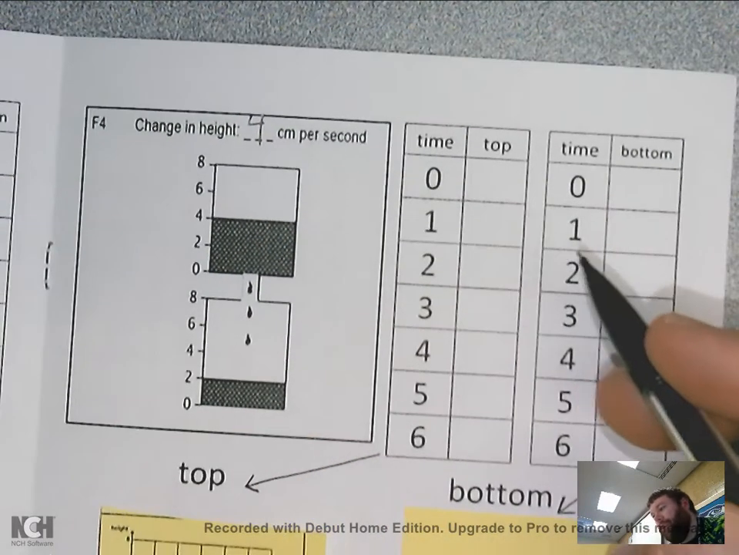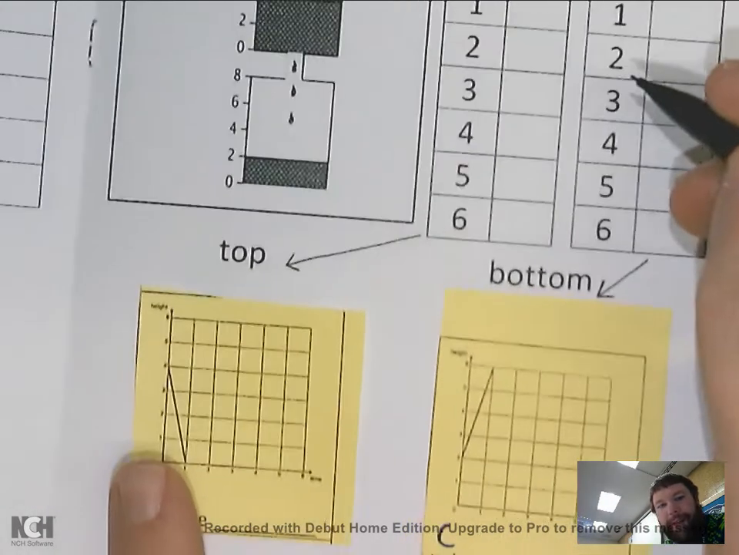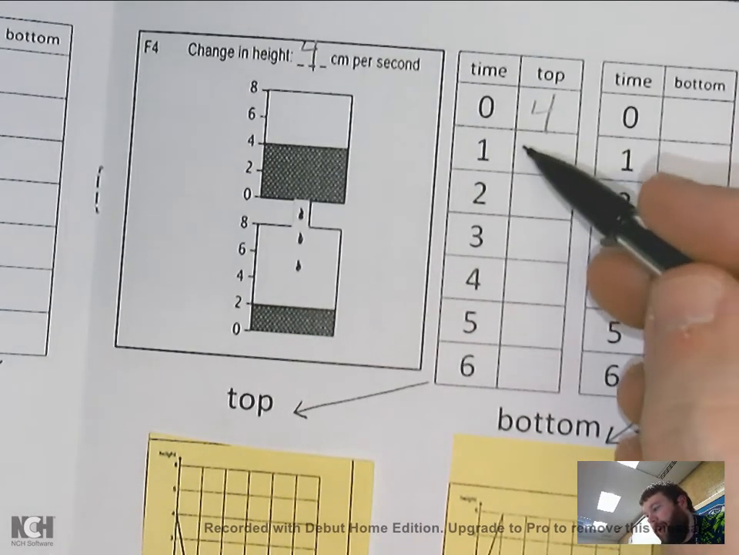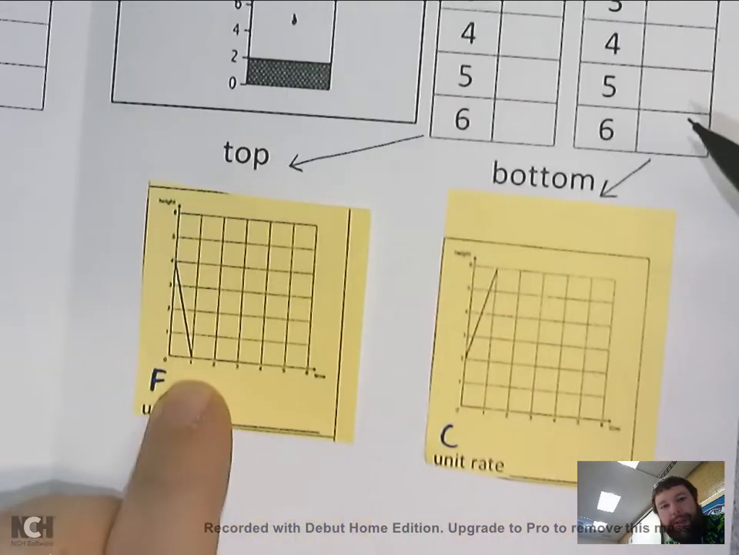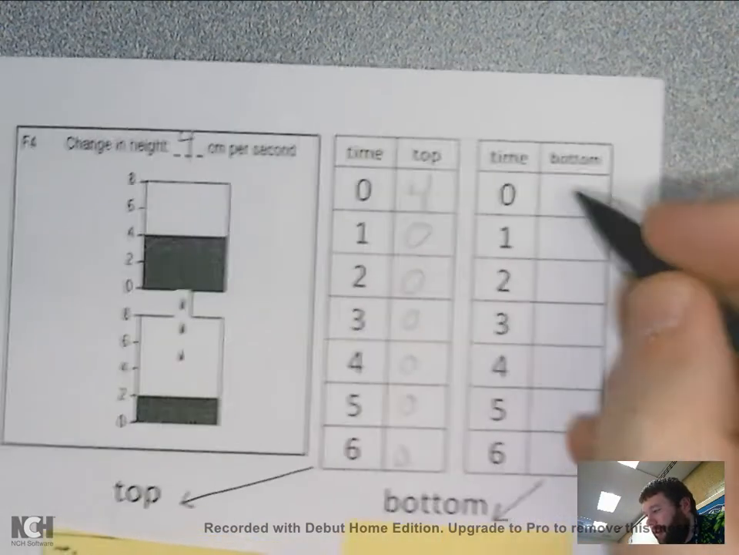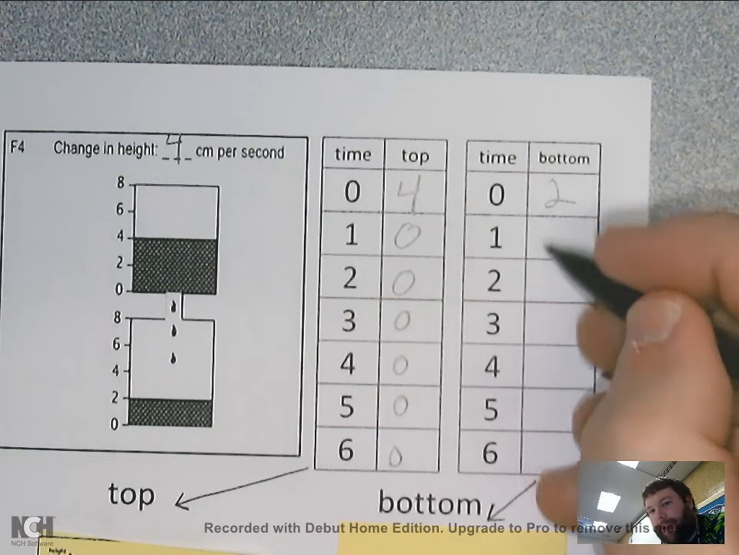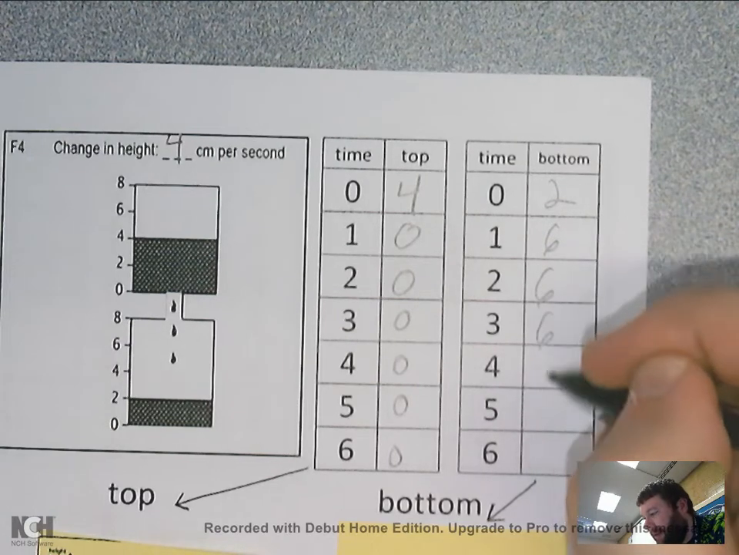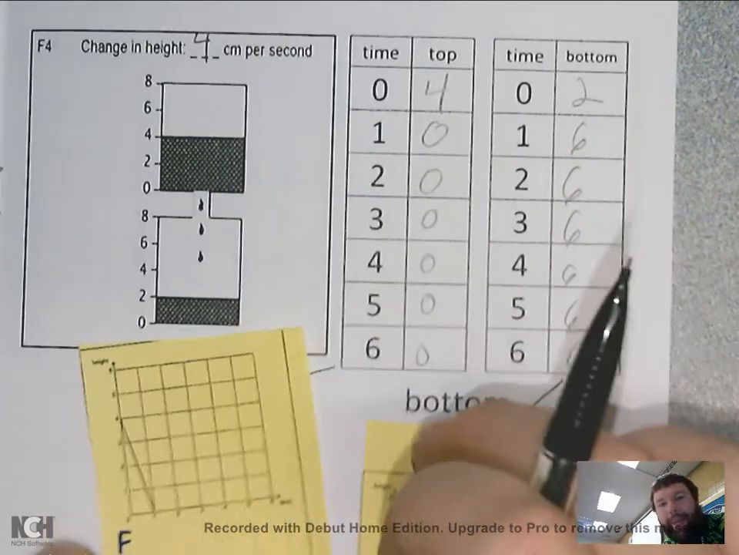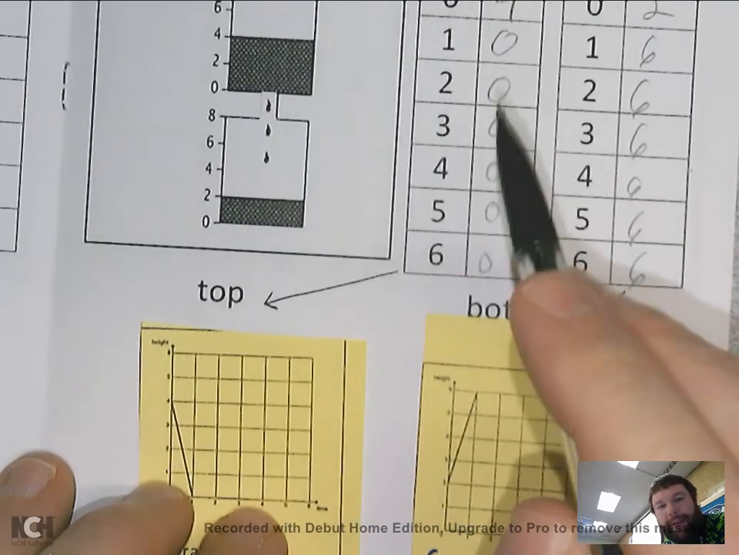And then to finish these tables, this top table started at 4, just like the graph that I matched it with. After 1 second, I was all the way down to 0, according to my graph, and then it stayed at 0 the rest of the time. This one started at 2, and then it gained an extra 4 centimeters after 1 second, so it ended at 6, and then it stays there the rest of the time. And again, that's what you're doing with these last ones: matching up the remaining graphs and using the graphs to fill in the remaining values on your tables.